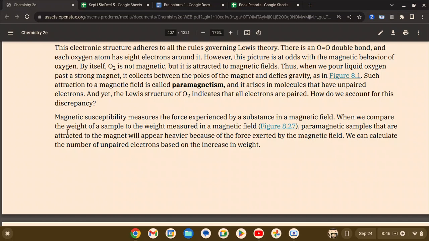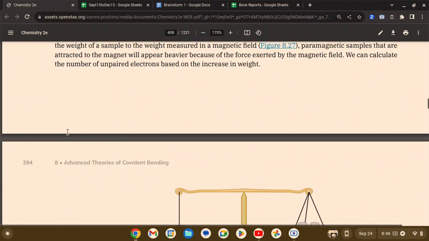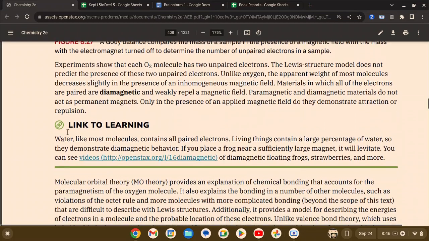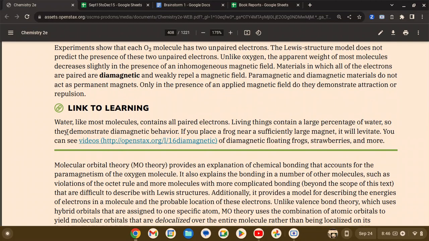Magnetic susceptibility measures the force experienced by a substance in a magnetic field. When we compare the weight of a sample to the weight measured in a magnetic field, paramagnetic samples that are attracted to the magnet will appear heavier because of the force exerted by the magnetic field. We can calculate the number of unpaired electrons based on the increase in weight. Experiments show that each oxygen molecule has 2 unpaired electrons. The Lewis structure model does not predict the presence of these 2 unpaired electrons.